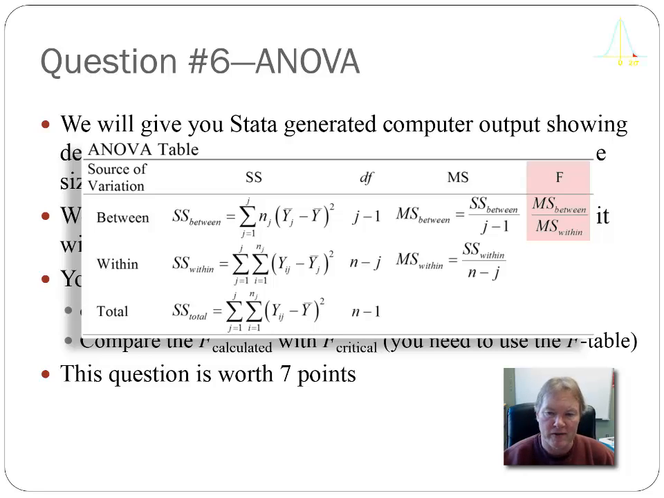Again, in your computer output, we have 1, 2, 3, 4, 5, 6, 7, 8, 9 cells in this table that contain numbers, and we're going to give you a table that's missing 4 numbers. Based on the remaining information, using either addition, subtraction, division, or multiplication, you're going to determine the other numbers. The number we're actually interested in is the F calculated, or the ratio of the mean square between to the mean square within.